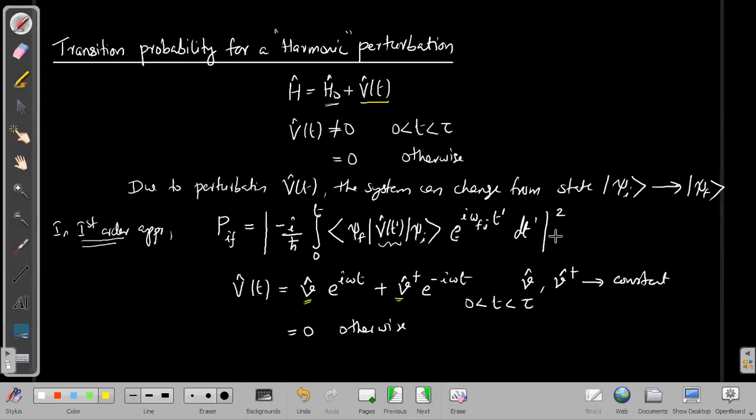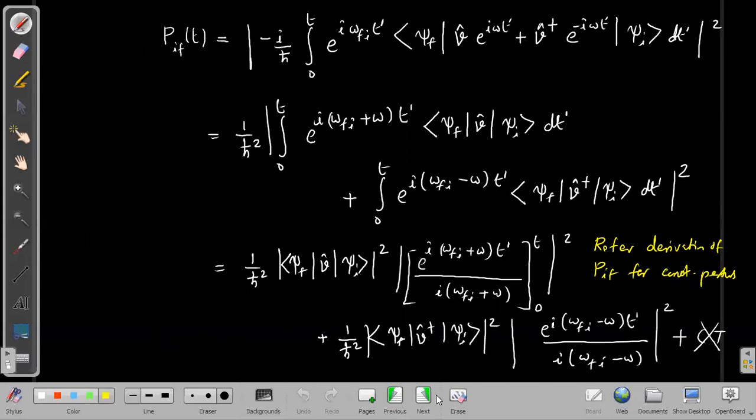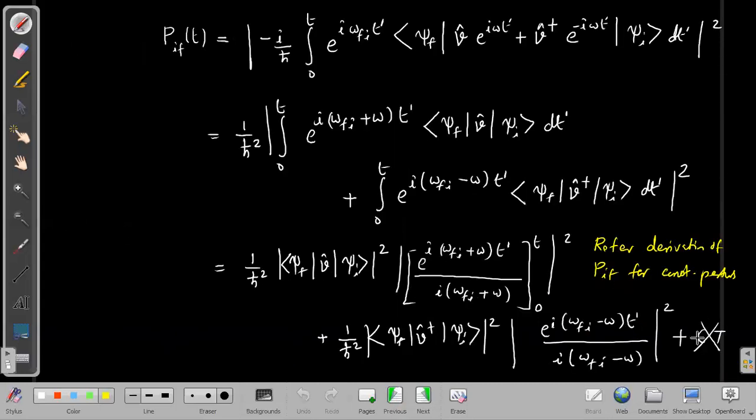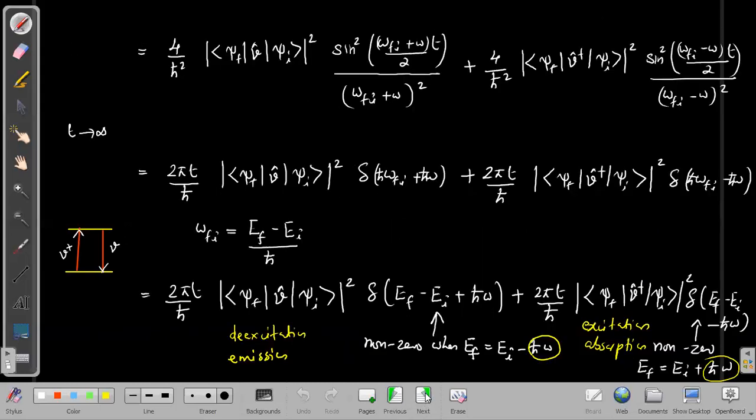Because in first order approximation there is an expression for the transition probability, and we have just substituted the expression for V there, and we found that we get two terms. Actually, three terms will be there, but the third term we are neglecting because its contribution would be very small compared to the first two terms. So that is why we have neglected the third term, and only two terms are present.